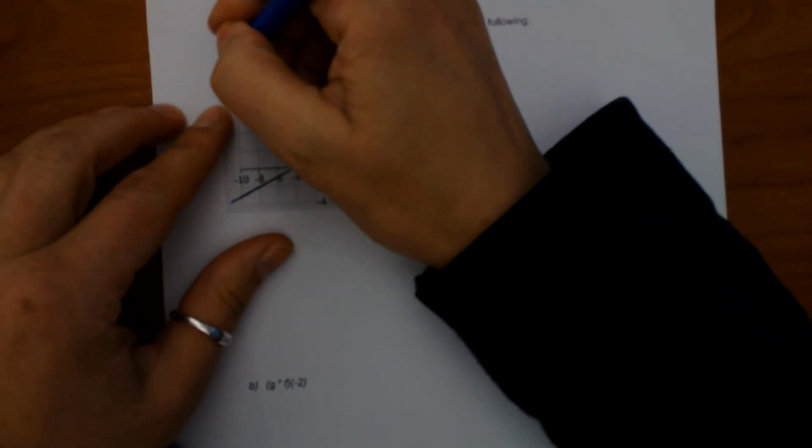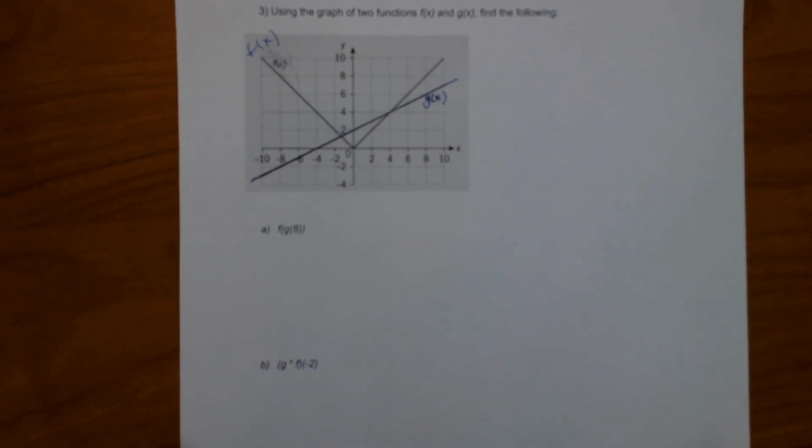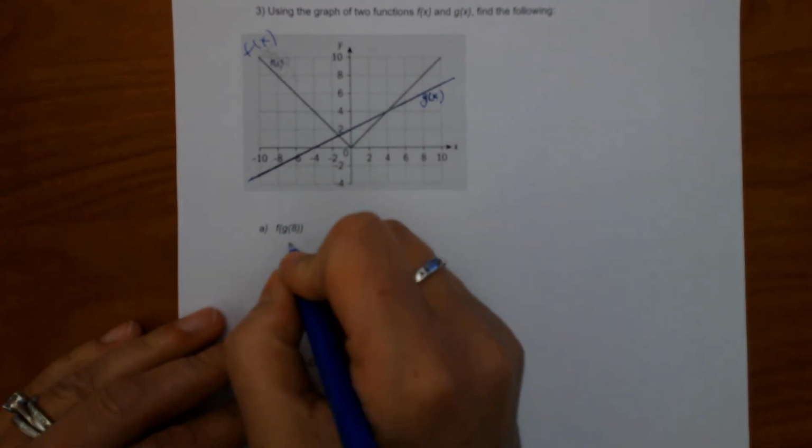Just to make it even worse. Dr. Mears, what are you doing? Just leave it alone. So this is our f of x. This is our g of x. Okay, let's look. Here we have, I'm going to rewrite this over.